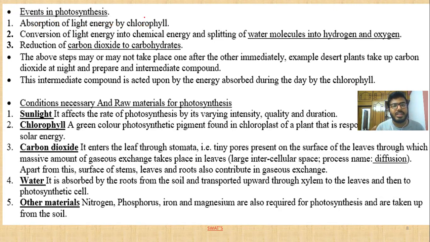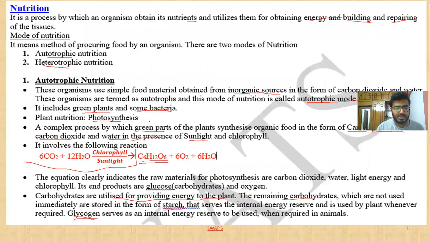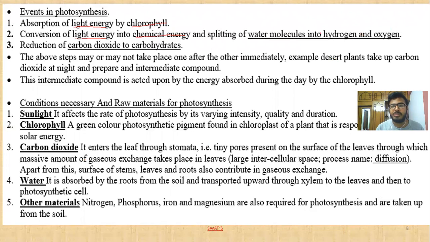Only chlorophyll can absorb light energy, nothing else can absorb it. So light energy is absorbed by whom? Chlorophyll. Now, conversion of light energy into chemical energy. The energy of sunlight is being converted into which form? Chemical energy. And splitting of water molecules into hydrogen and oxygen. This is very important. The water molecules are being split into hydrogen and oxygen.